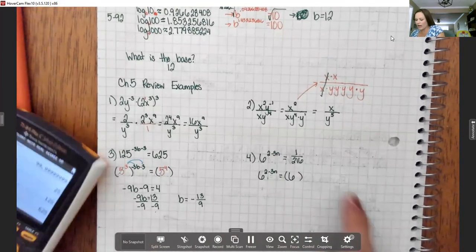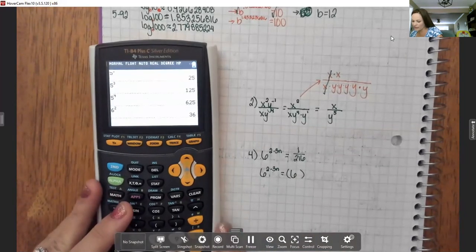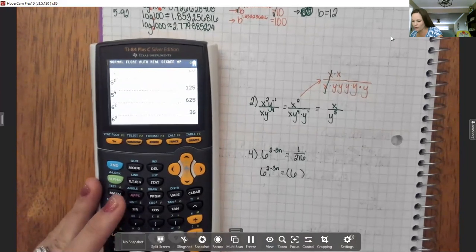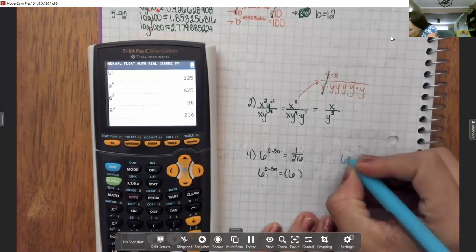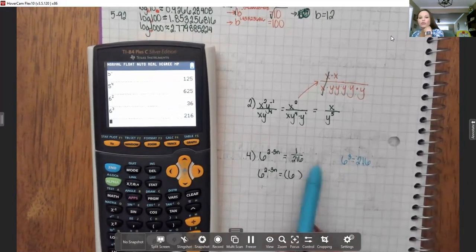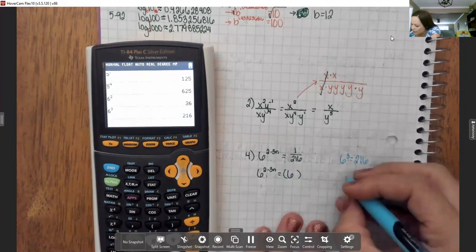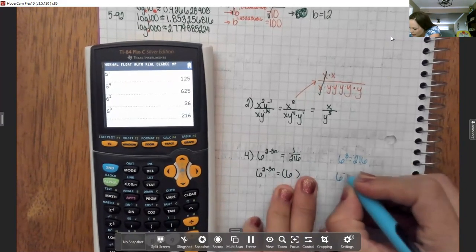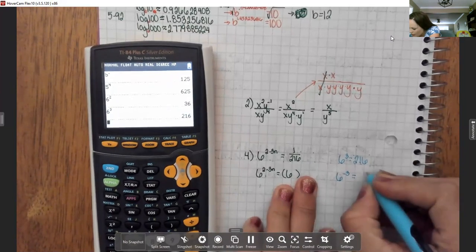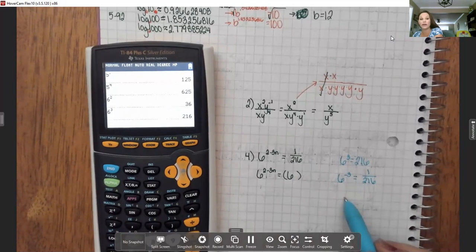So off to the side, 6 squared we know is 36. 6 cubed, so 6 to the power of 3, is 216. But this is 1 over 216. So that tells us that we need 6 to the negative third, and that'll give us the 1 over 216. Remember, negative exponents move it to the denominator.